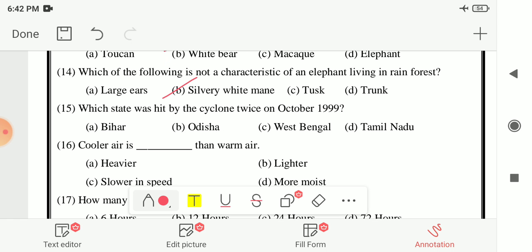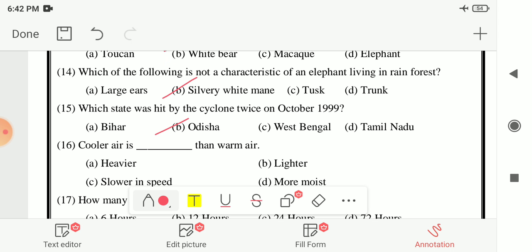Next is, which state was hit by a cyclone twice in October 1999? The options are Bihar, Odisha, West Bengal, or Tamil Nadu. So here your answer is option B, that is Odisha was hit by a cyclone twice in October 1999.